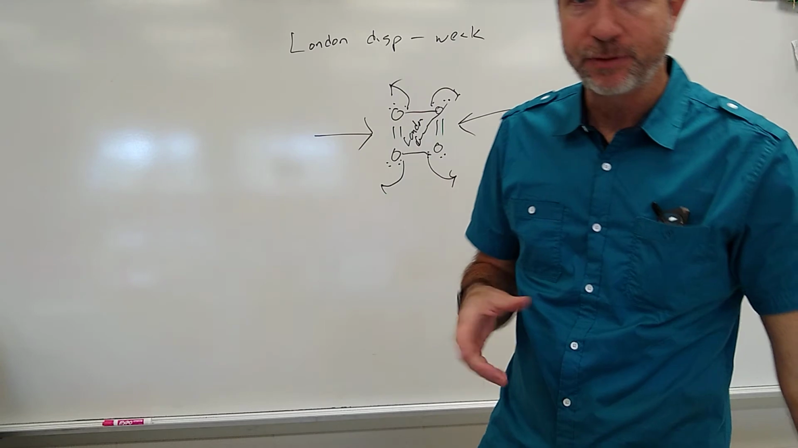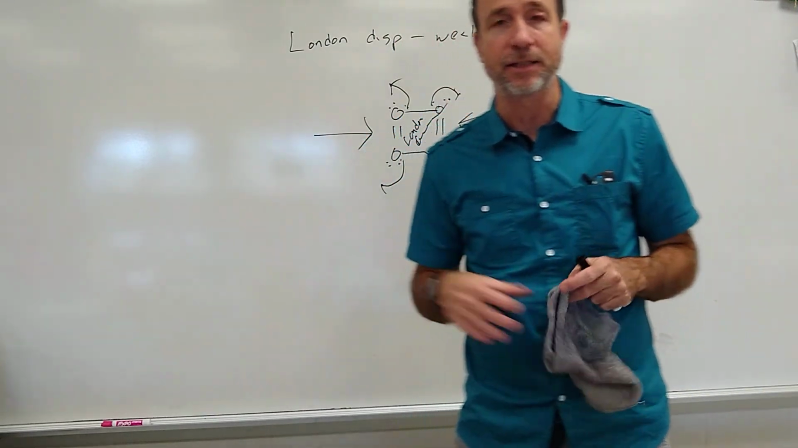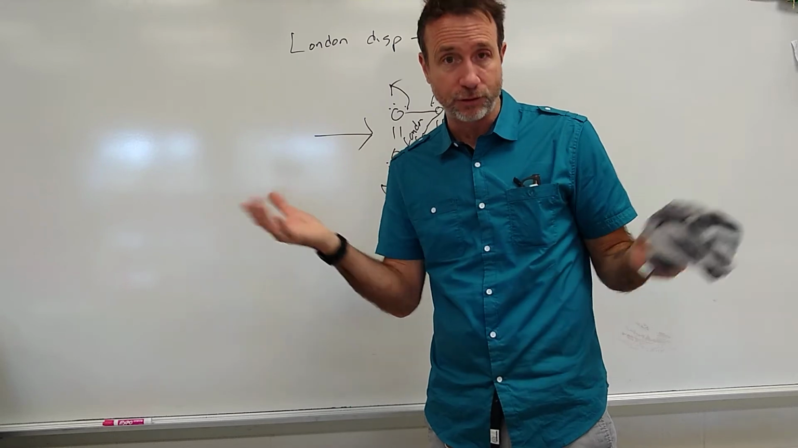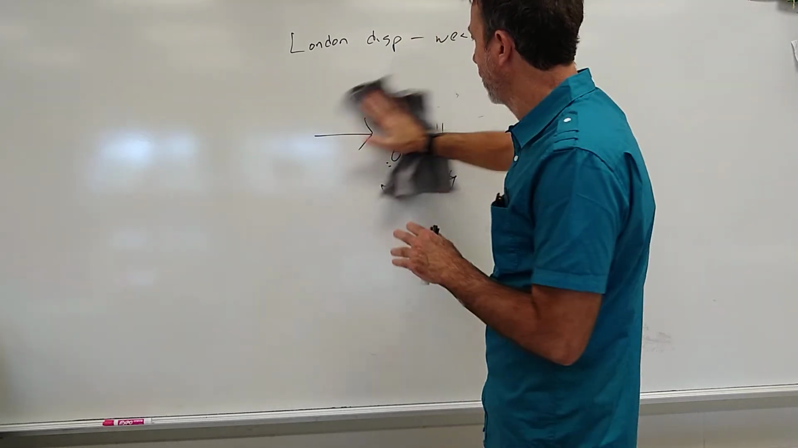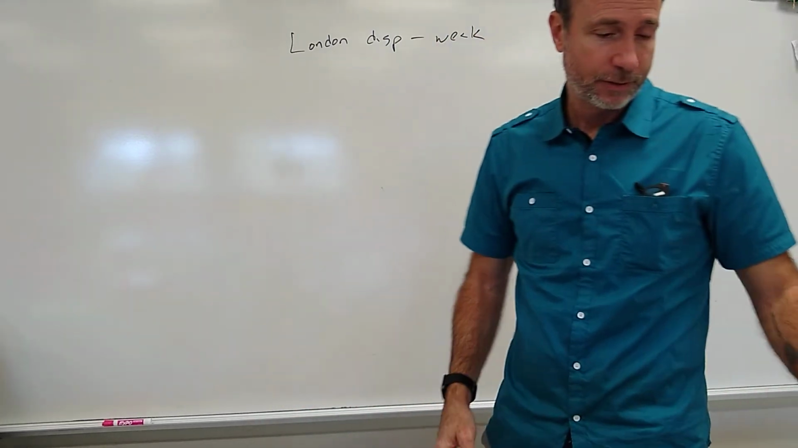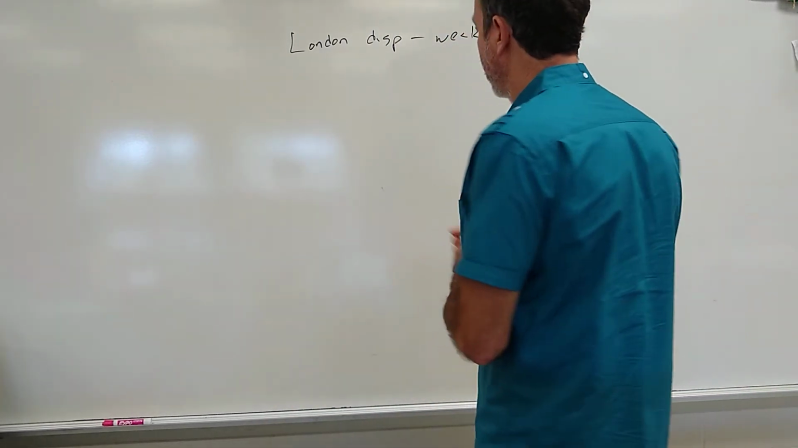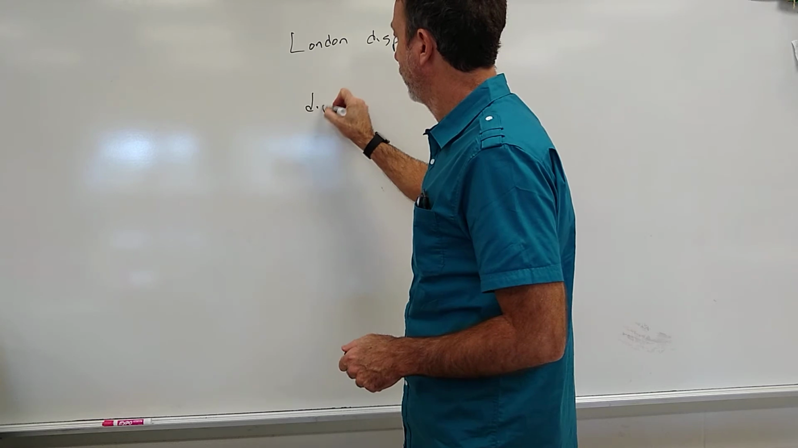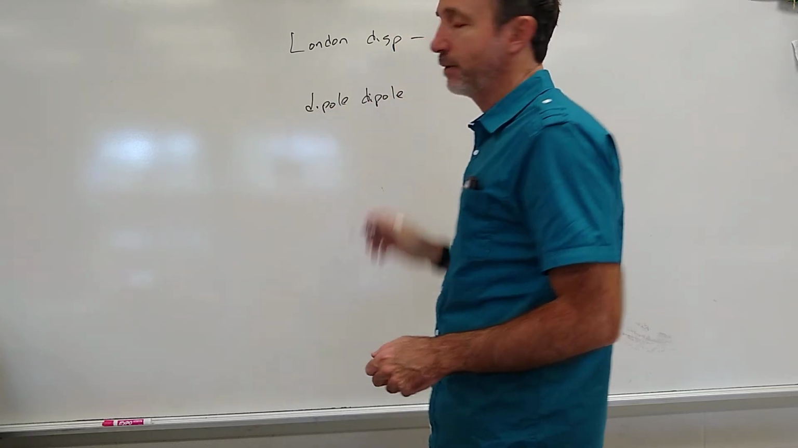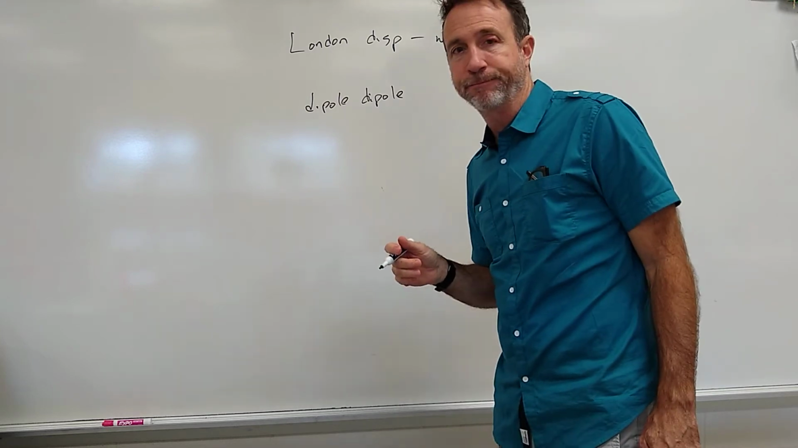And you know this happens. You know that propane in a tank is liquid, and as soon as you turn the valve, it shoots out gas. So London dispersion forces are the weakest. Okay, and then the next type of force I'd like to talk to you about is dipole forces.